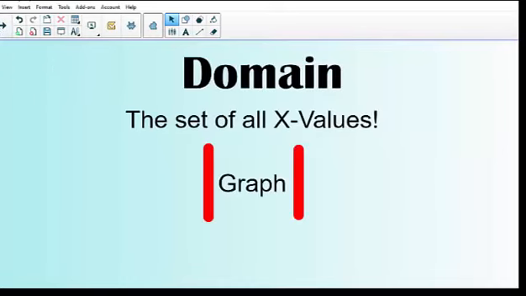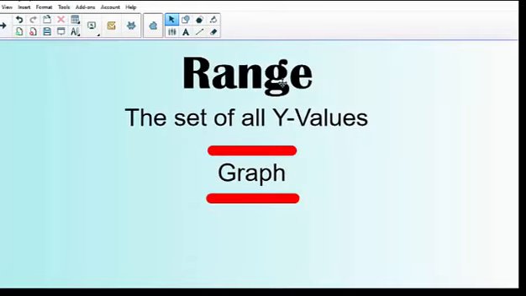Domain is the set of all x values. When we're looking at a graph, we are going to be thinking about what two vertical lines we can draw so that we sandwich our graph in between. And range is the set of all y values. When we're looking at a graph, we're going to be looking at what two horizontal lines we can draw so that the graph is being sandwiched in between.